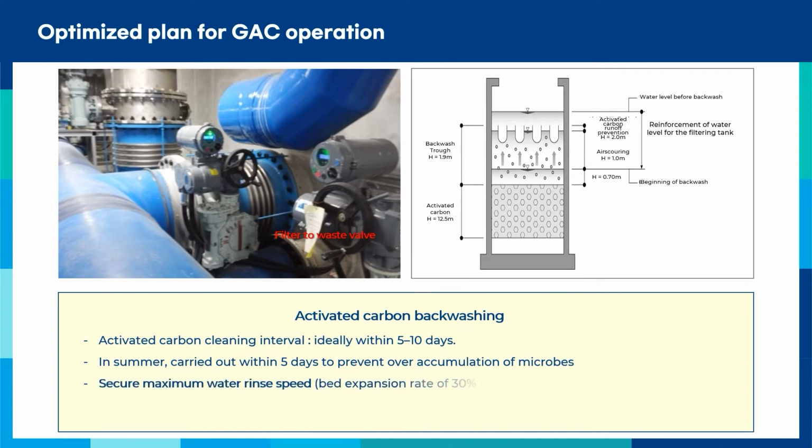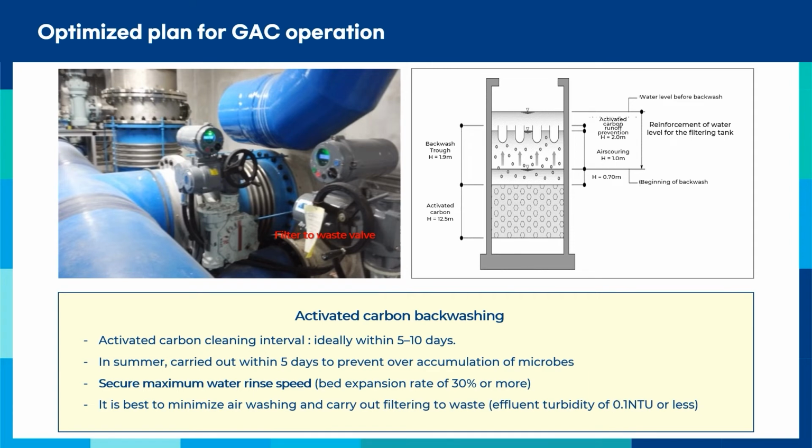During this, a sufficient expansion rate must be secured when rinsing with water. Air wash is required when the activated carbon layer is deep. However, since activated carbon is weaker than sand, excessive air washing may result in powder coal leakage. Therefore, it is necessary to minimize the air wash time to about 1 to 2 minutes.